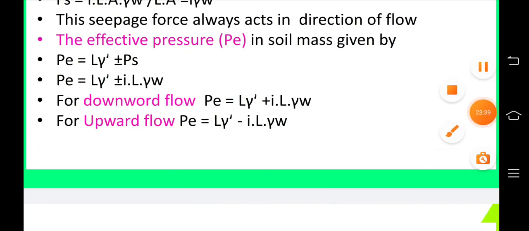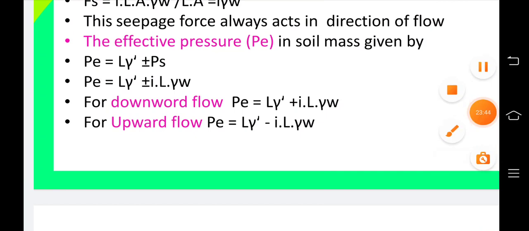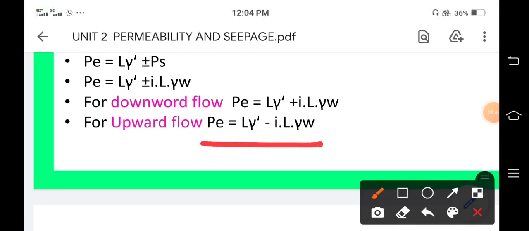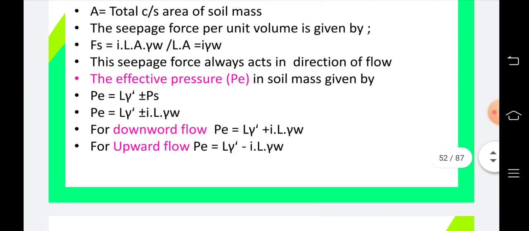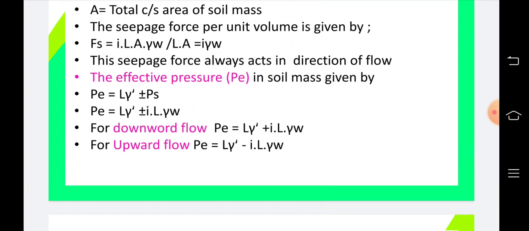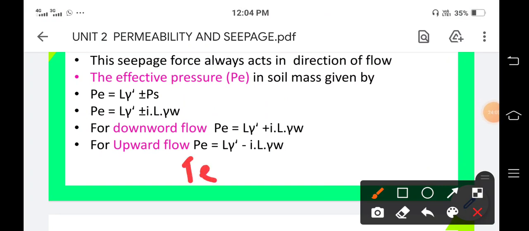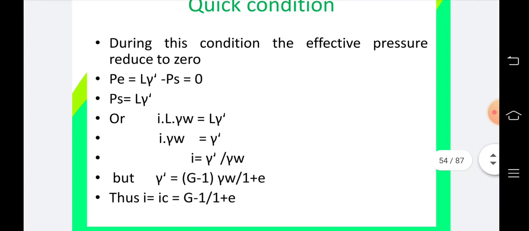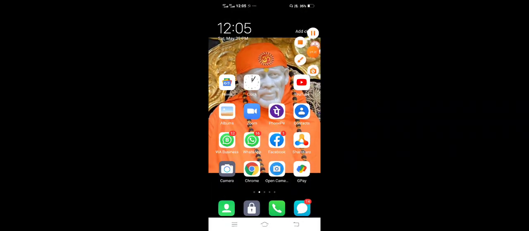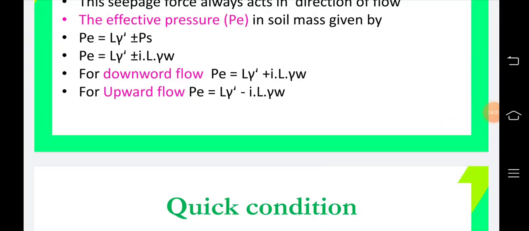So when the flow is upward, what will the formula be? PE equals L gamma dash minus IL into gamma W, or we can also write it as PE equals L gamma dash minus PS, because here the flow is upward. Here IL gamma W is nothing but our PS, that is PE equals L gamma dash minus PS.